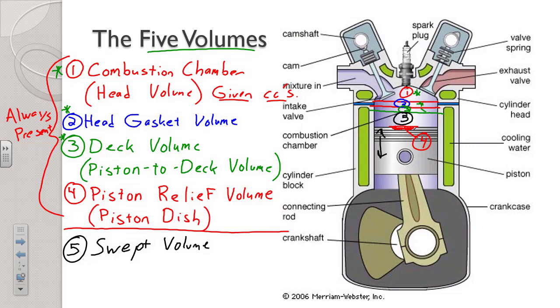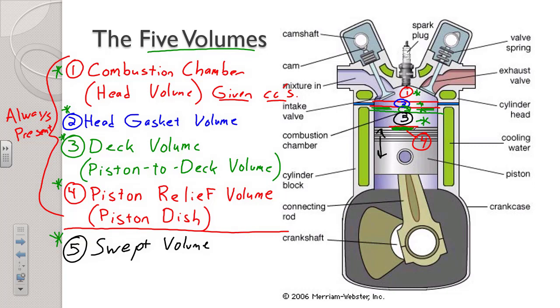Below that, we have a deck volume, or piston to deck volume, and that's just the space. It's hard to see in this picture, but that's the space above the piston, even when the piston's at top dead center. Just a little bit of space up above the piston, but below the top of the block, but we have to be able to measure that. Our 4th of the always there volumes is the piston relief, and again, that's any dish that the piston might have. Some pistons are domed, but we're not going to deal with that in this video. And then the 5th volume, the one that's sometimes there, the one that actually comes and goes when the engine is running, that is our swept volume.